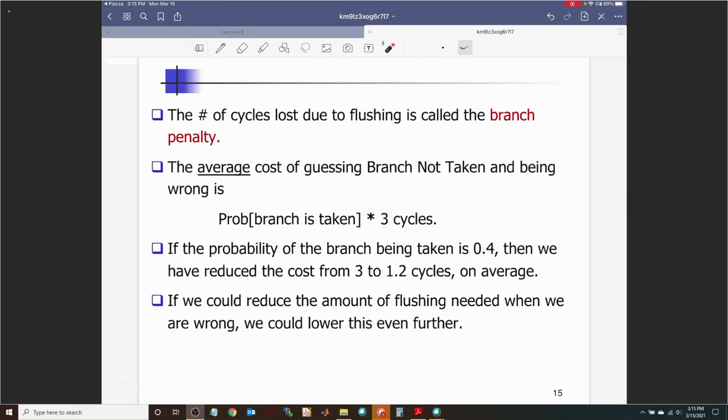You guys see that? Now, if the probability of the branch being taken is 0.4, just some arbitrary number there, then we have reduced the cost from 3 cycles to 1.2 cycles, right? So if you just plug in this 0.4 number over there, say 40% of the time you are taking the branch, then the branch penalty has gone down from 3 to 1.2. That is on average. If we could reduce the amount of time we spend doing this flushing, then we could lower this even further. And we'll see some ideas where we can do that.